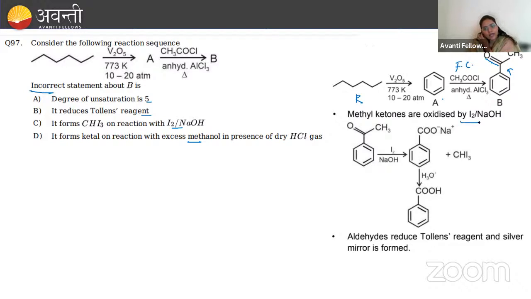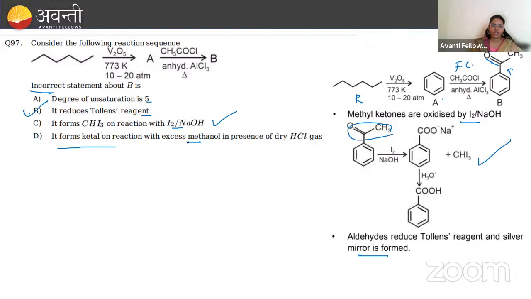Methyl ketones are oxidized by I2. So here a methyl ketone is present. They can get oxidized by iodine in presence of base, and they can form CHI3. Right? So it forms CHI3 on reaction with this one. Next, it forms ketal on reaction with excess methanol in presence of dry HCl gas. Aldehydes reduce Tollens' reagent and form a silver mirror. So here what is this? This is a ketone. Is this an aldehyde? No. So the second option, it reduces Tollens' reagent, that is what is wrong. Okay, so this is the incorrect statement.